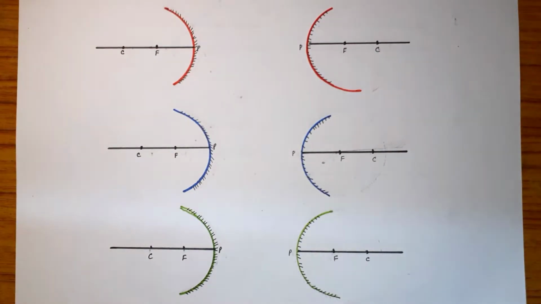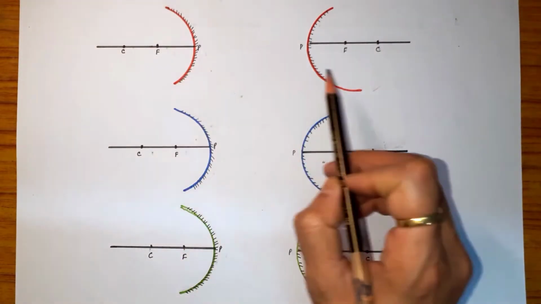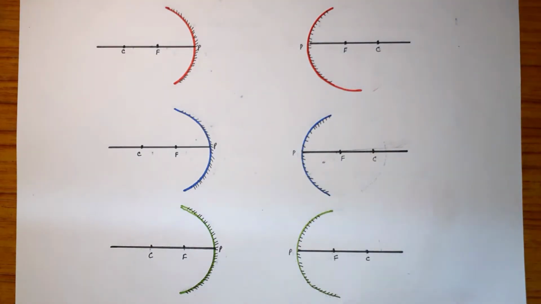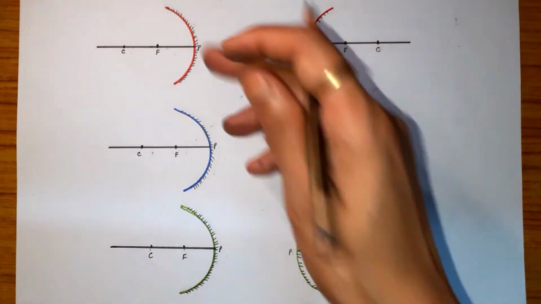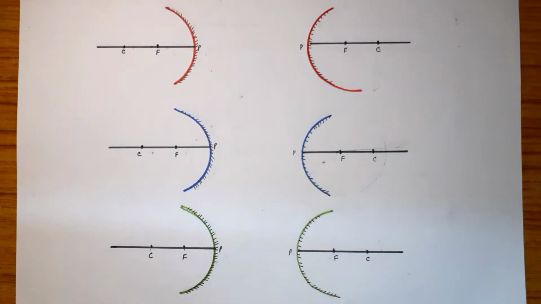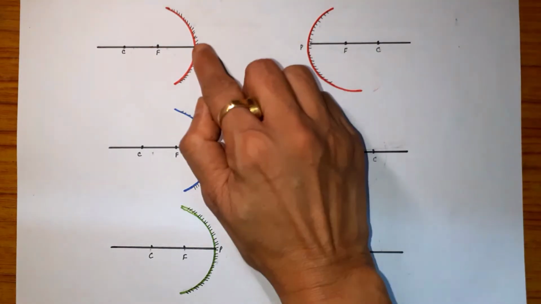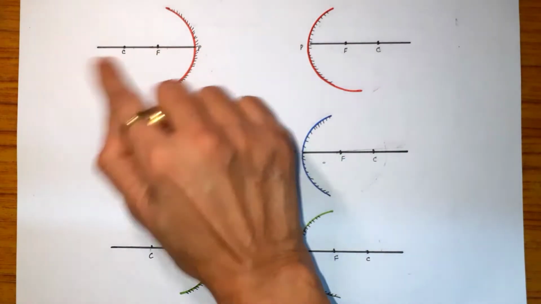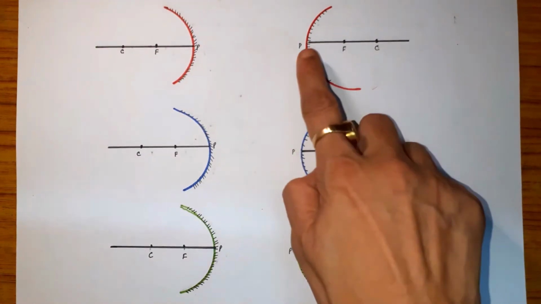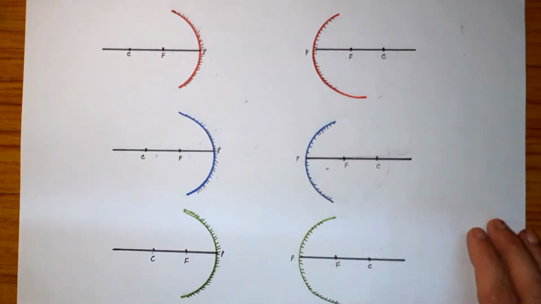Hello everyone, welcome to science classes, and today we'll discuss the laws of reflection in spherical mirrors, that is the concave mirror and the convex mirror. So I have drawn here 3 concave mirrors and 3 convex mirrors, in which you can see the pole, the focus and the center of curvature.